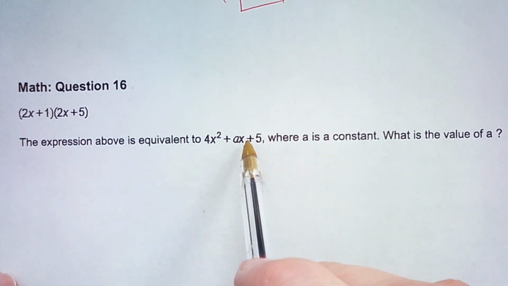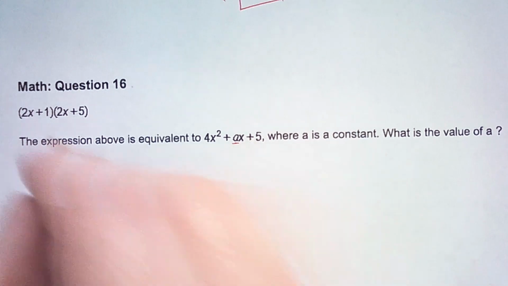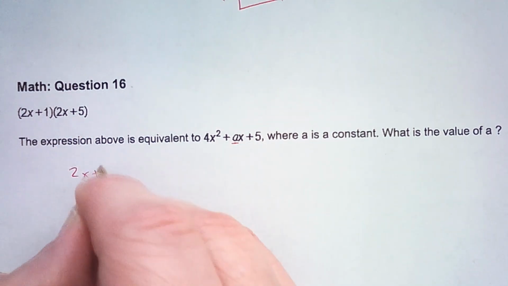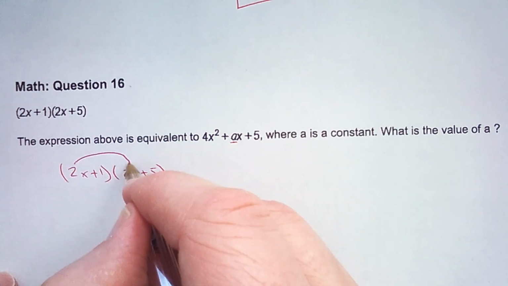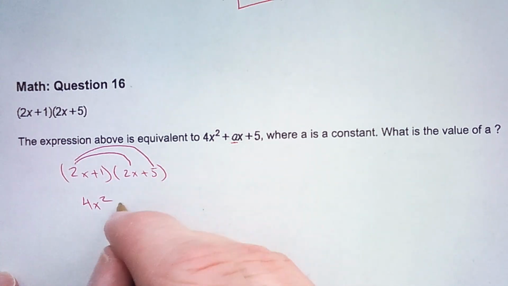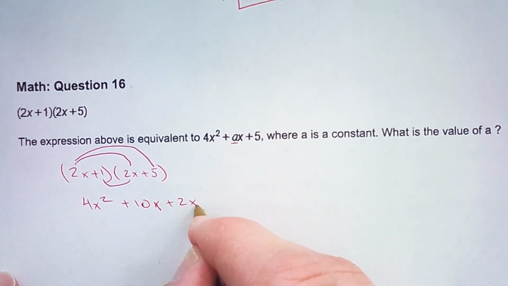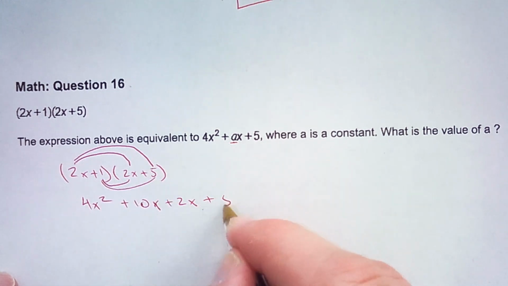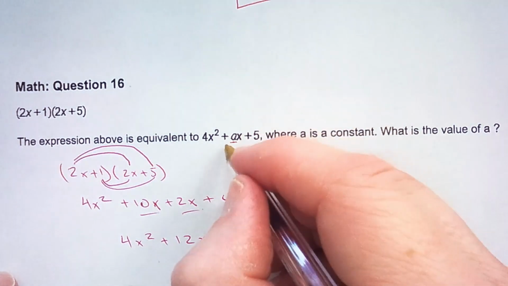The expression above is equivalent to 4x squared plus ax plus 5, where a is a constant. What is the value of a? So let's just take these two here, 2x plus 1 times 2x plus 5, and let's distribute. So we've got 2x times 2x, that's 4x squared. 2x times 5 is 10x. Now distribute the 1 times 2x. And 1 times 5. Okay, now I've got like terms to combine here. 4x squared plus 10x and 2x makes 12x plus 5.